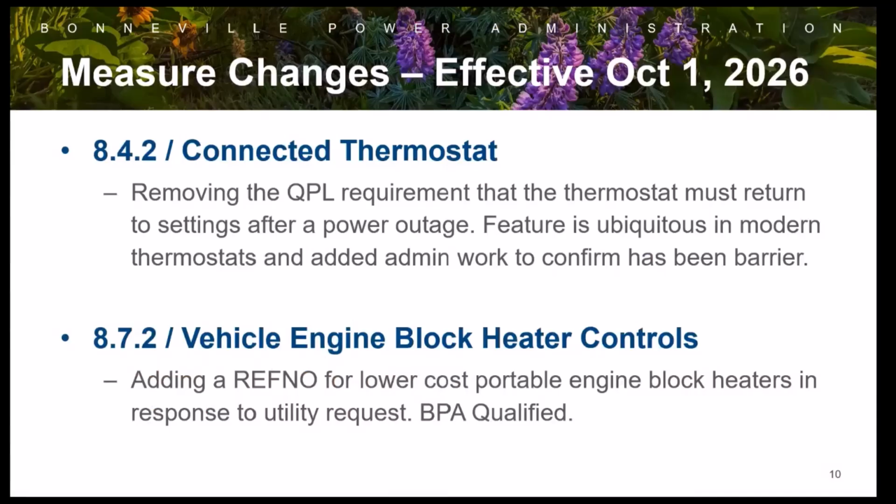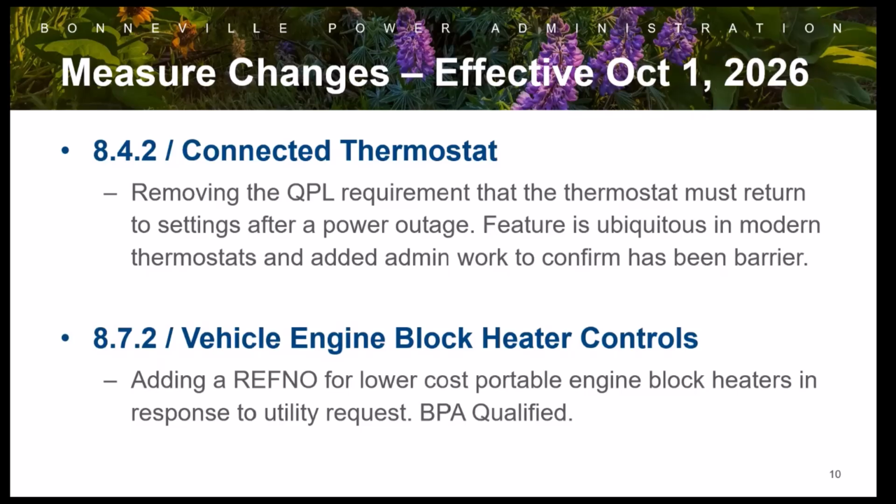We're going to remove a requirement that the thermostats return to their presets after a power outage. We found that that feature is present in every thermostat that we looked at, but wasn't really considered a feature anymore, just a given, and was really adding a lot of admin work to get them approved in our qualified product list. So we're removing that requirement to help expedite some approvals and move things forward a little more quickly with thermostats.